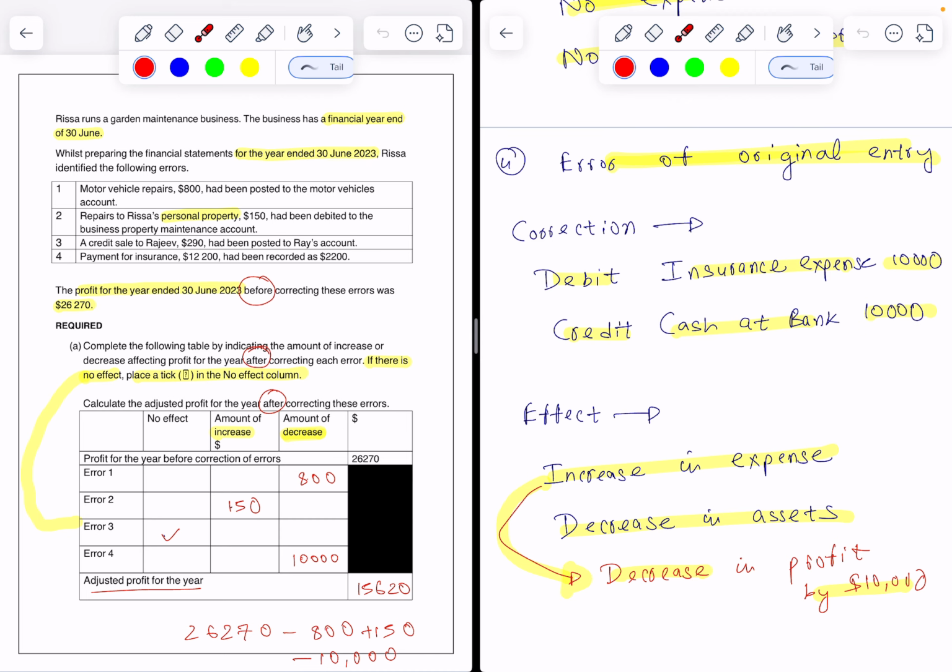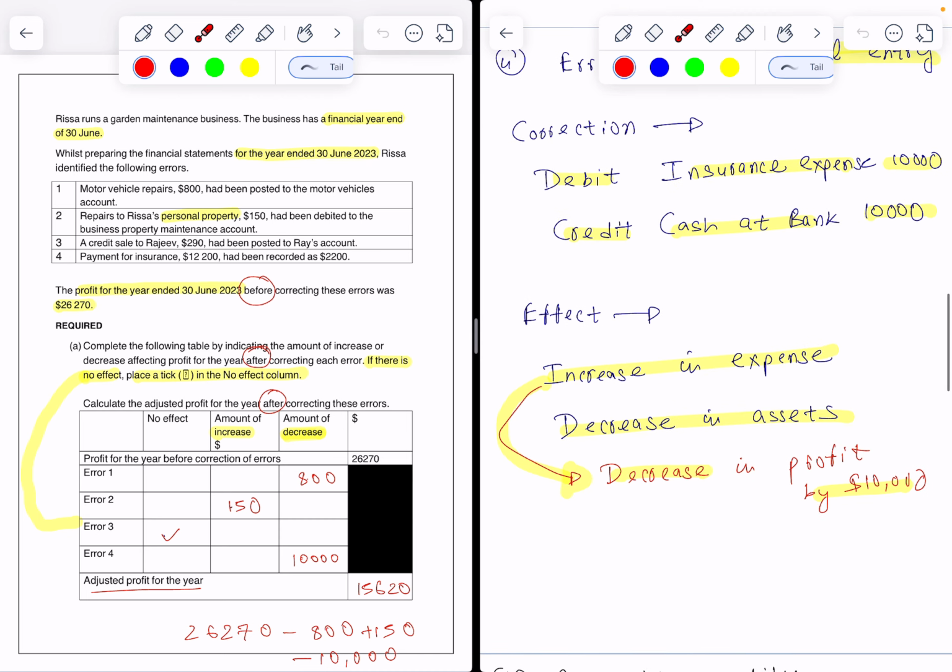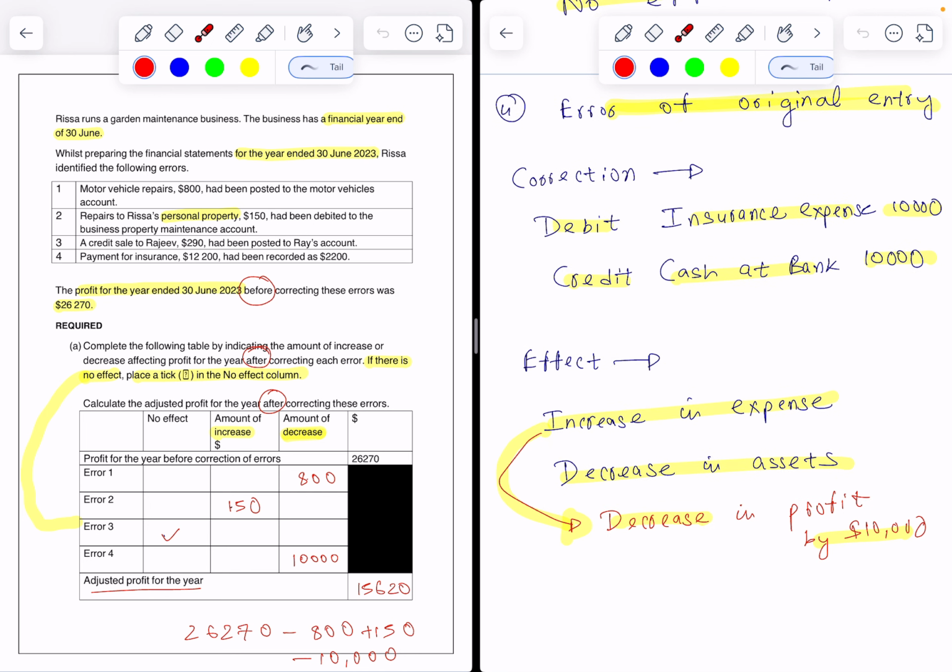So after this correction has been done, what do we understand based on the effects? Debit insurance expense by $10,000 means that there's an increase in expense by $10,000, and credit cash at bank by $10,000 means there's a decrease in assets by $10,000. Since expenses are increasing by $10,000, due to the inverse relationship between profit and expenses, profit should decrease by $10,000. Therefore, for error number 4, we are to record $10,000 in the column for amount of decrease.